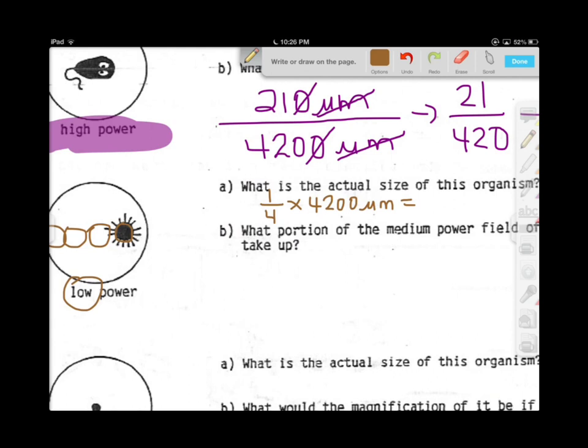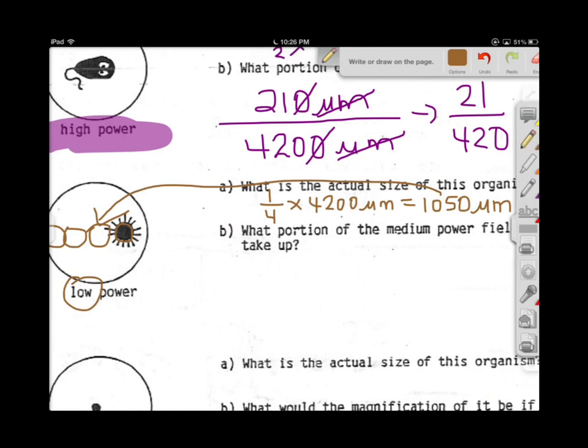Oops. 4,200 per 4. I want to get this perfect. We've got 4,200 divided by 4 equals, there we go. Let's undo that. I knew that was messed up. The size of our critter is actually 1,050 micrometers. So each one of these little guys is that wide. We'll think of it that way.